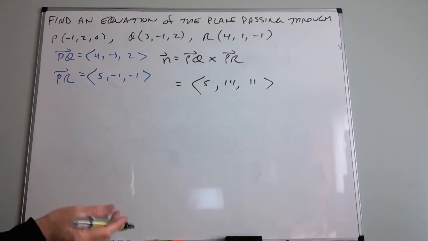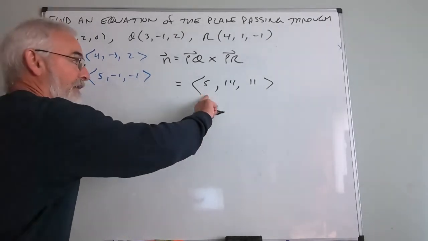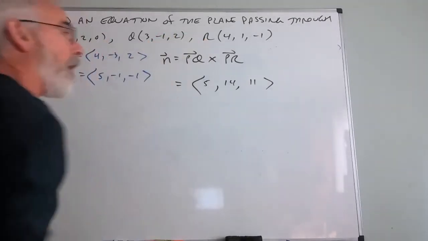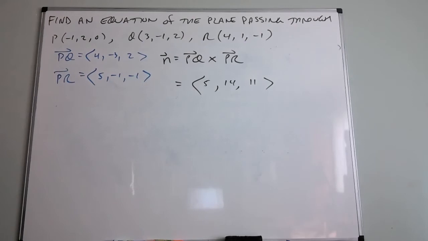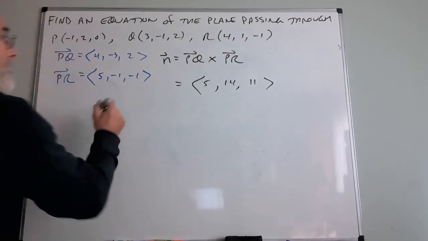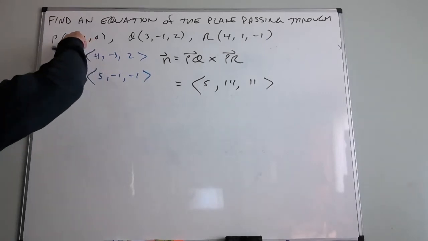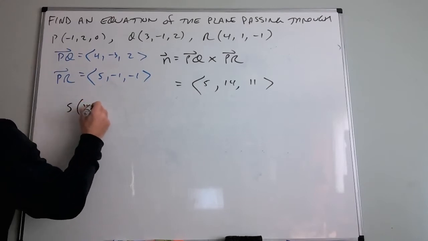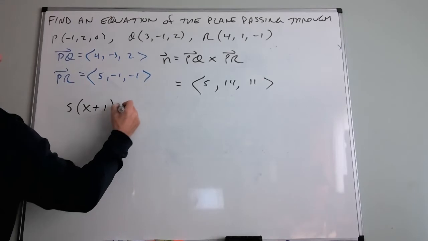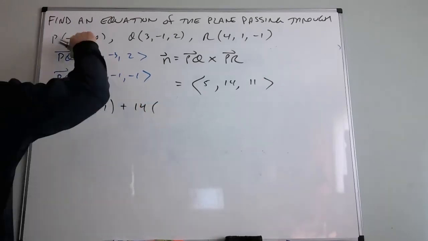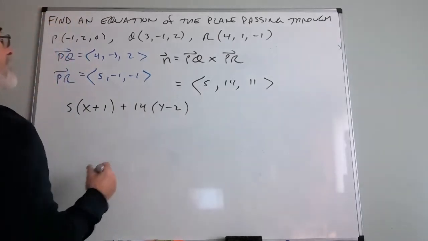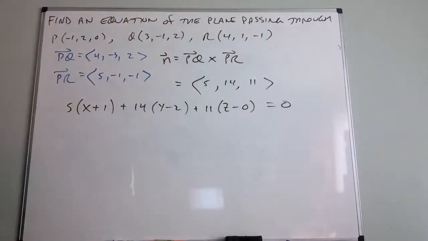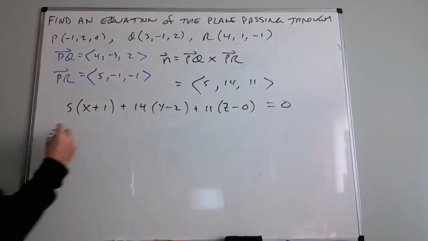All right, now how do I get the equation of the plane? Well, I have my normal vector, I just need one point. Well, which one? Doesn't matter. All three of them should give me the same equation. So I'll use this one. All right, so remember how we did it before, x minus the x coordinate? So it's going to be 5 times x minus -1 plus 14 times y minus 2 plus 11 times z minus 0, and that has to in fact be 0. So I'm going to distribute.